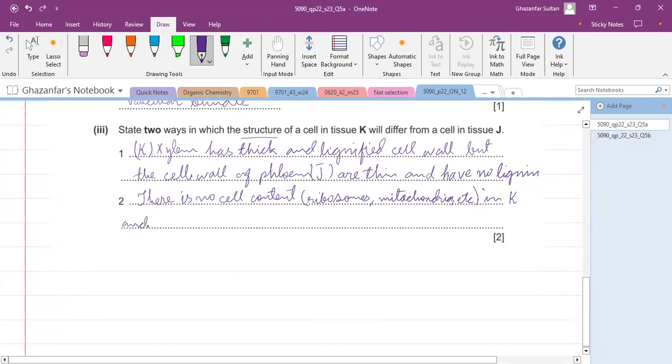And K has no companion cell, while phloem has cell contents and has companion cells.